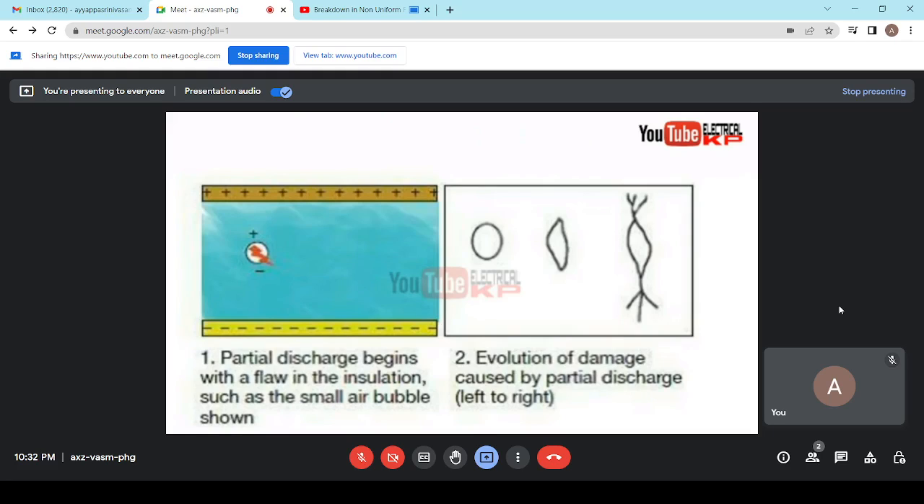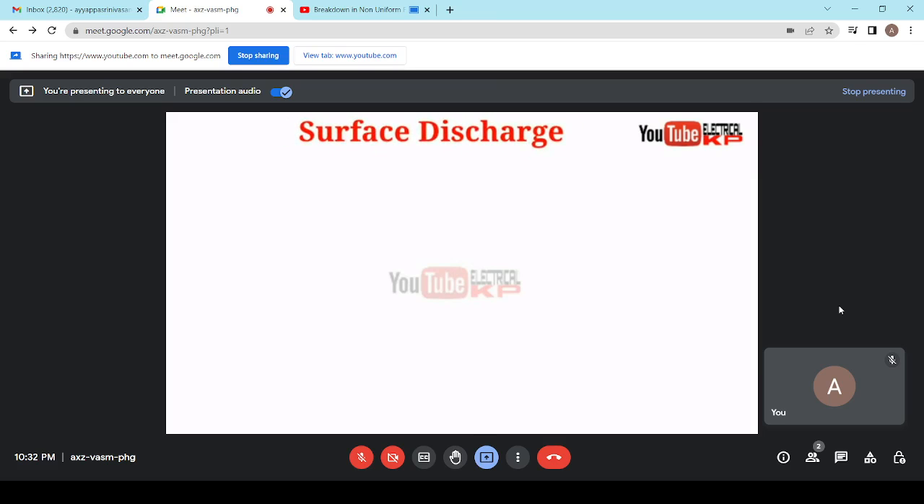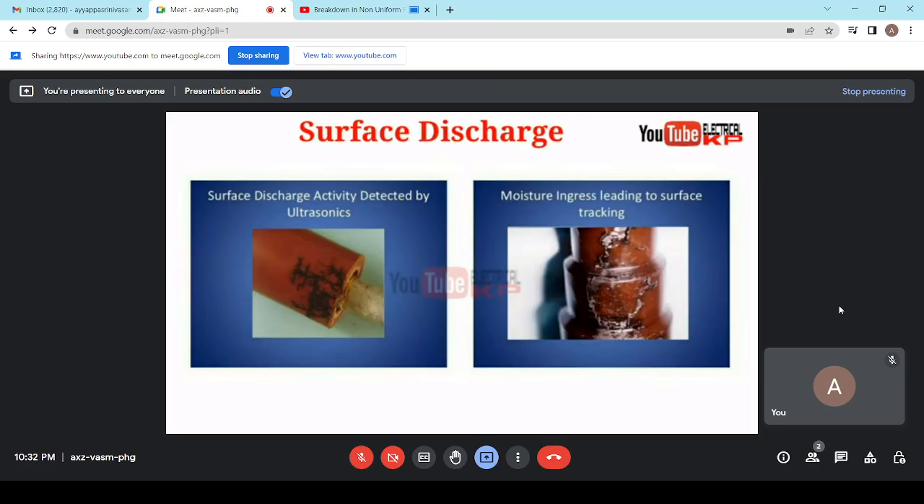After that, surface discharge. Surface discharge appears on the surface of the insulation, also known as surface tracking, and that's caused due to contamination or weathering of the insulation surface. That's mostly caused due to humidity in the environment, and poor maintenance can cause permanent breakdown. As in the figure, surface discharge activity detected by ultrasonic is shown, and in the other figure moisture ingress leading to surface tracking is shown.